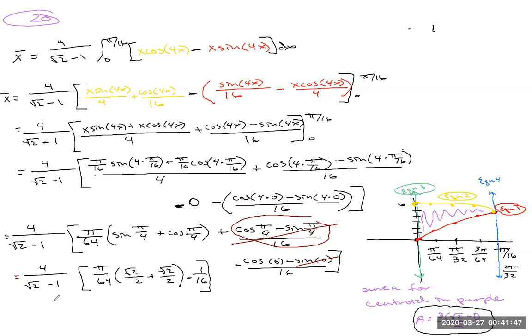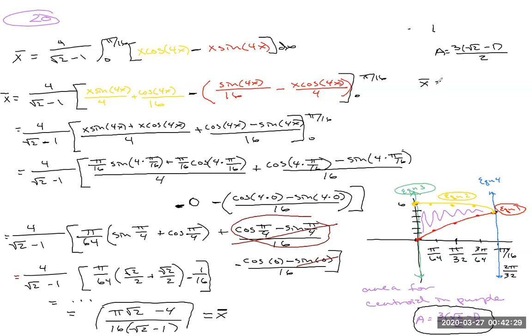Okay, so then hopefully you'll get the point and can do the rest of the algebraic steps. But essentially what we get out of this is pi root 2 minus 4 divided by 16 times the quantity root 2 minus 1. So that's x bar. We have to find y bar now, and then we're done. So a 3 times root 2 minus 1 over 2, x bar is pi root 2 minus 4 over 16 times root 2 minus 1. We find y bar, and then we have our x bar, y bar for the centroid.